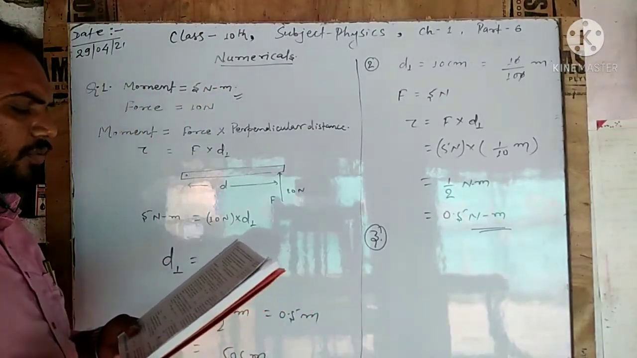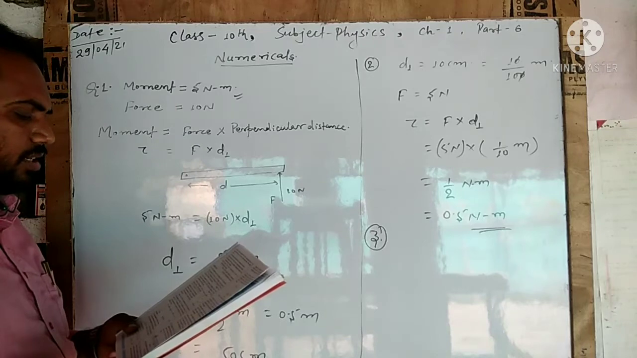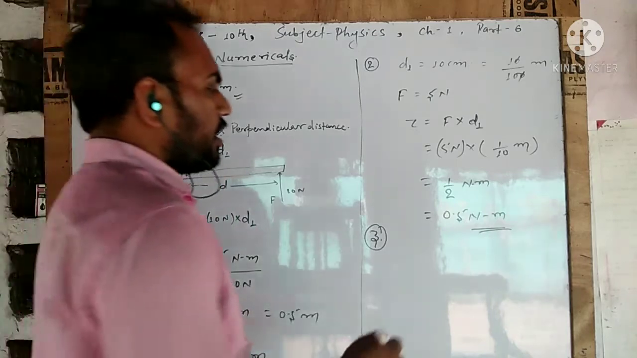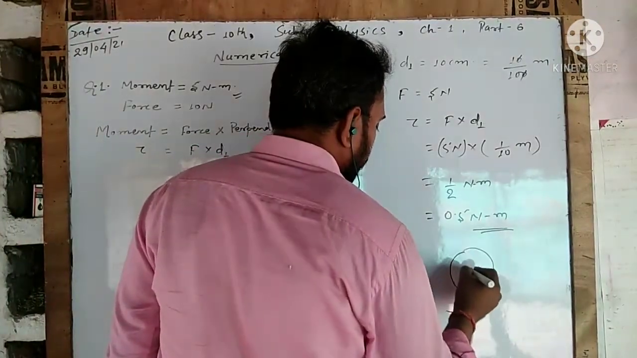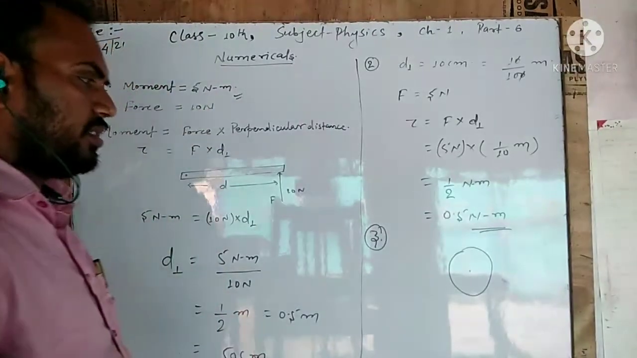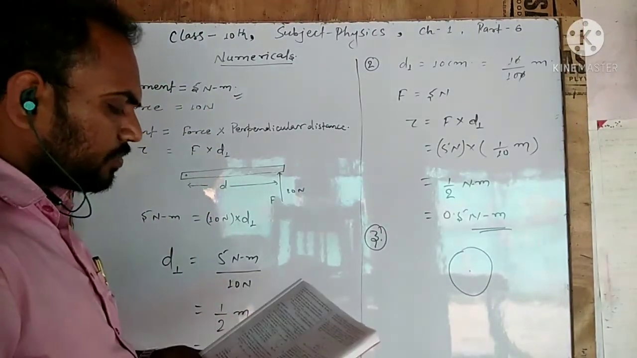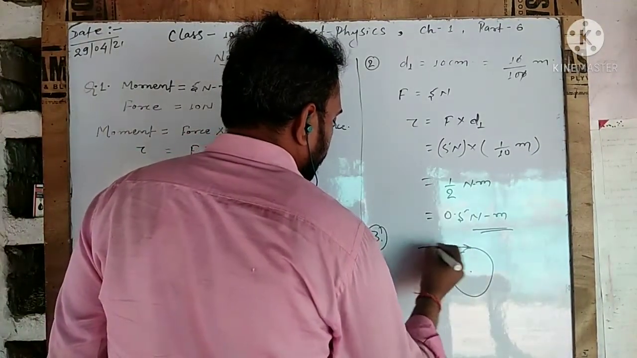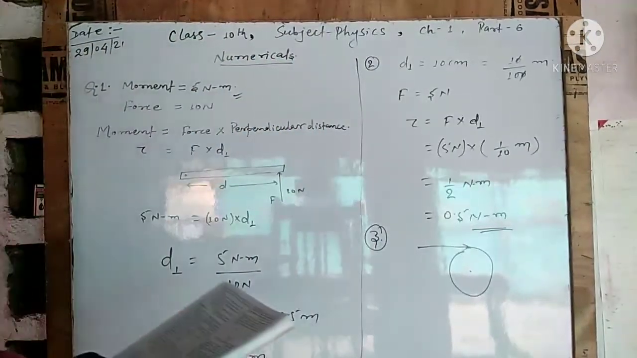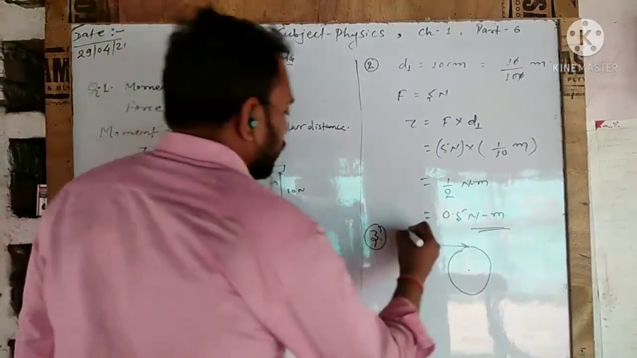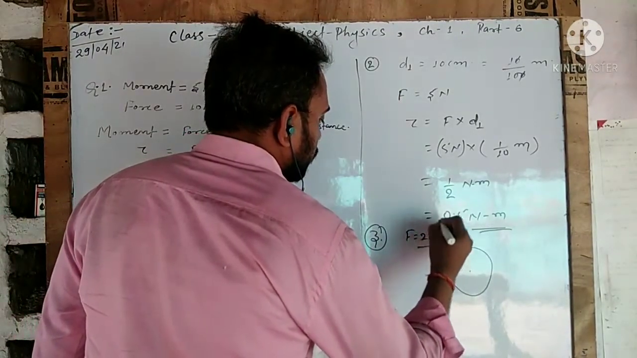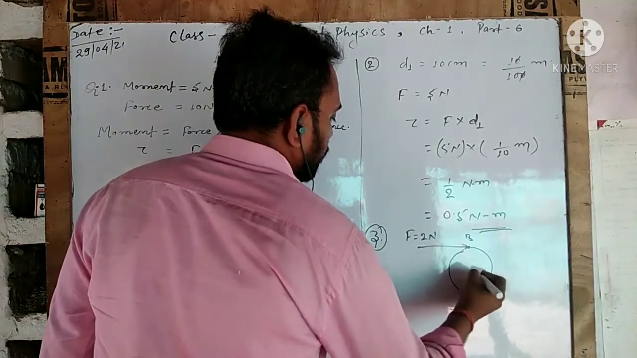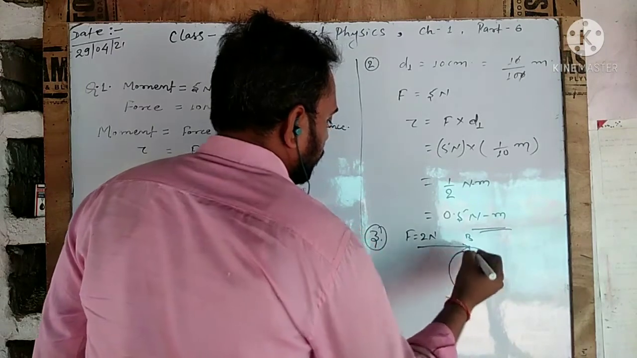A wheel of diameter 2 meter is shown in figure 1.28, with axle at O. It is the wheel of a car or some such thing, on which a force of 2 Newton is applied at a certain point. That point is B.